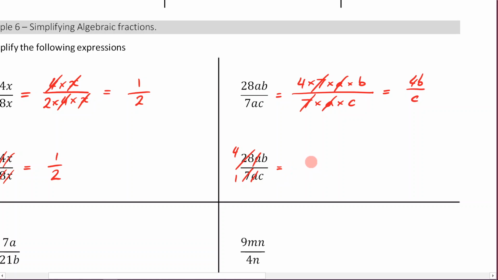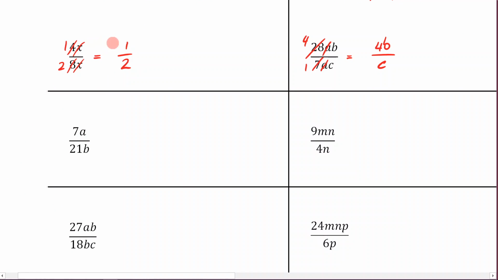So that means I'm going to be left with 4b over c. Now I don't have to put that 1 because 1 times c is just c. So that is my answer, just like that. Perfect. Let's now just start doing it the quick way.